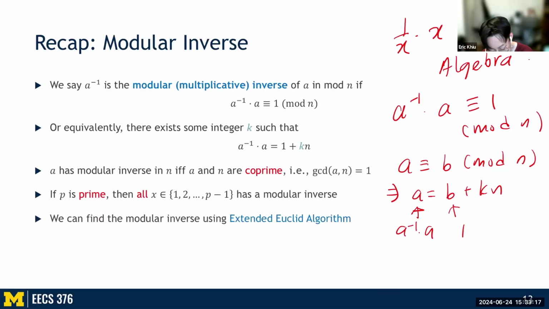And lastly, we'll also talk about how we could find the modular inverse using the extended Euclid algorithm, which is basically you run the normal Euclid algorithm, get your x and y, and then update your g along the way. I think the table that we have looks like this.